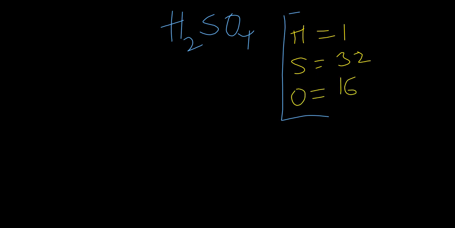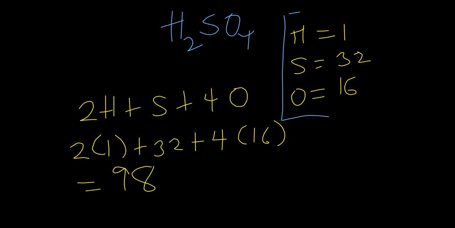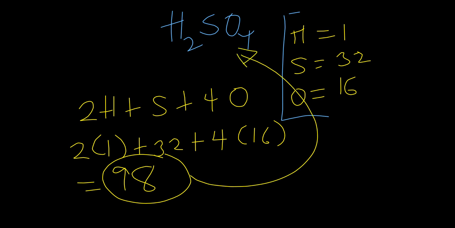So in this molecule, we have two atoms of hydrogen plus one atom of sulfur plus four atoms of oxygen. That will give us two times the mass of hydrogen, which is 1, plus sulfur, the mass is 32, plus 4 of the oxygen, the mass is 16. When we add these numbers together, we are going to get 98. So the relative molecular mass of H2SO4 is 98. As simple as that.